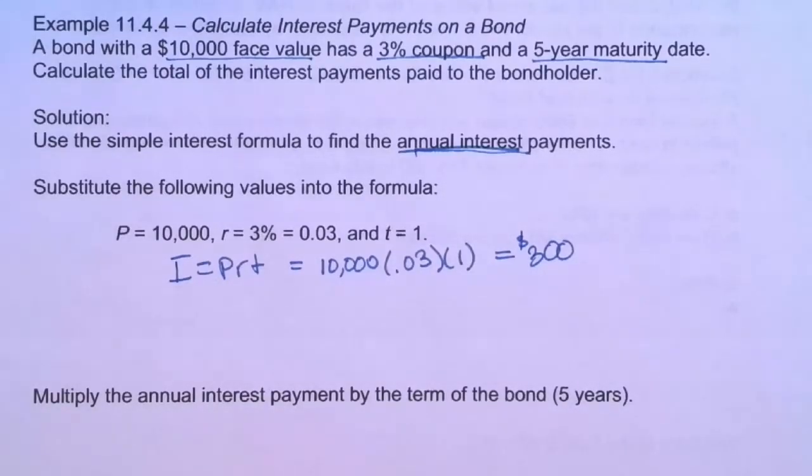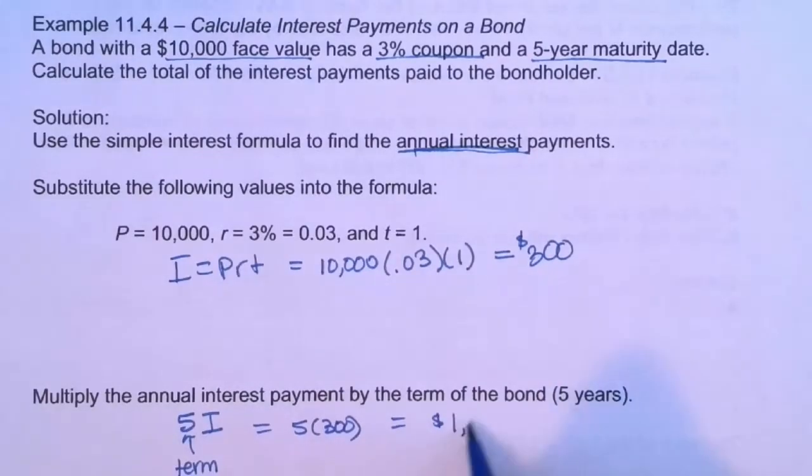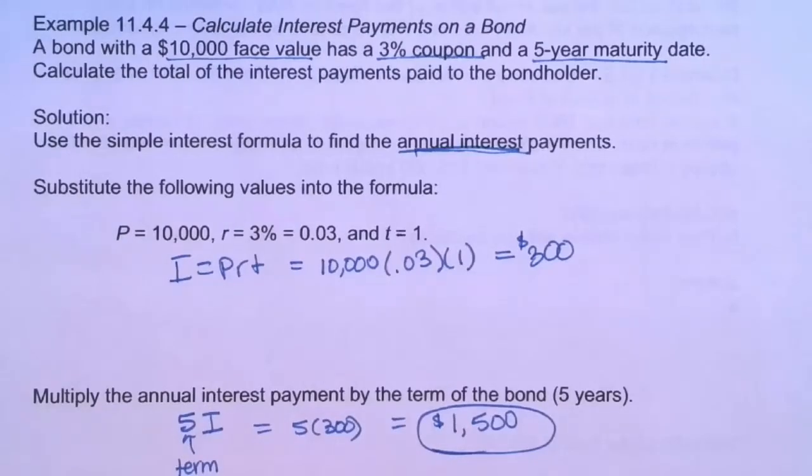But because it's 5 years and we want to figure out the total interest, that means because we get $300 each year, then we just multiply that by 5. We're just multiplying I by 5. So again, this was from the term of the bond. So 5 times 300, that would give us 1,500, the interest payments paid to the bond holder.